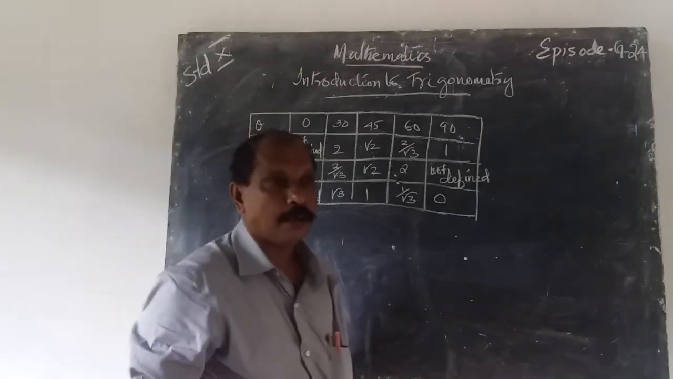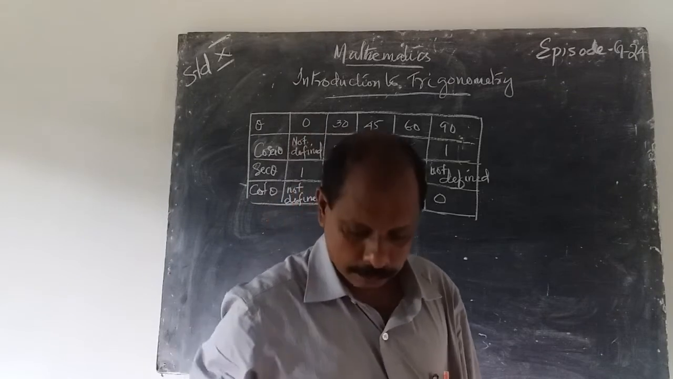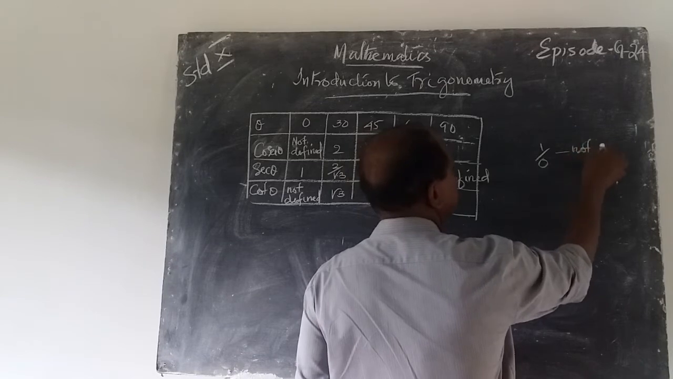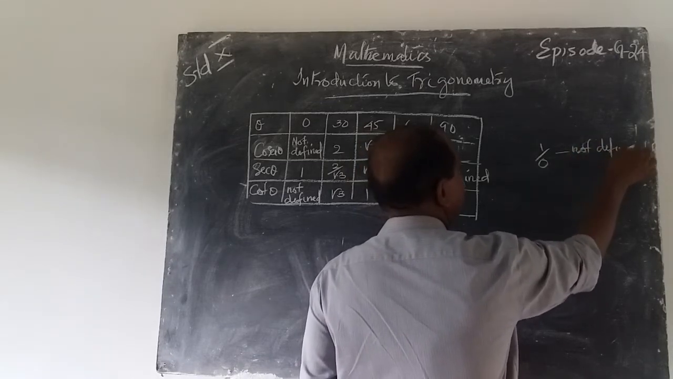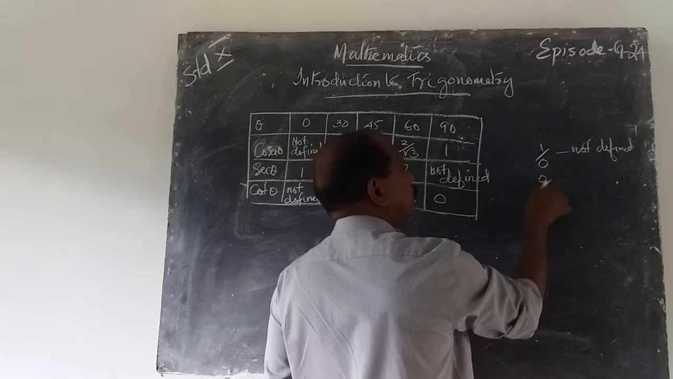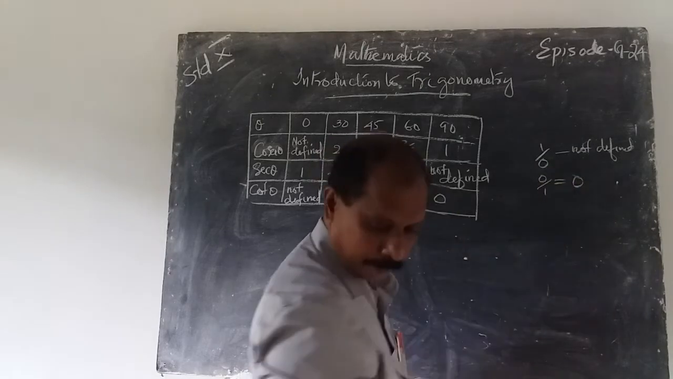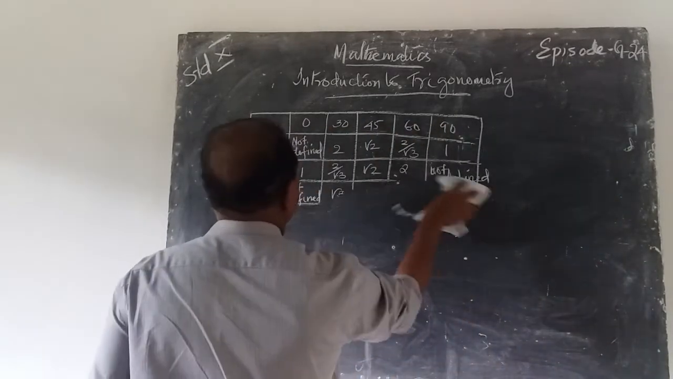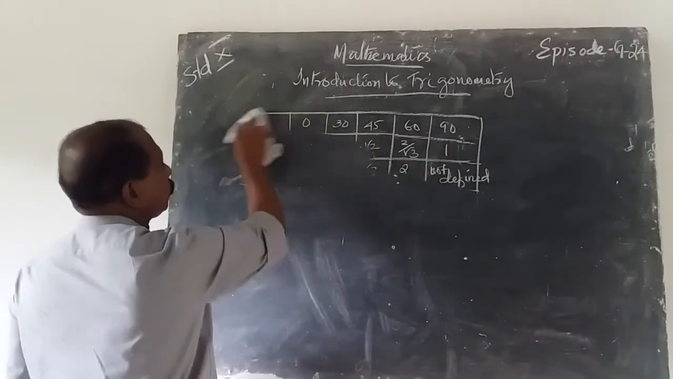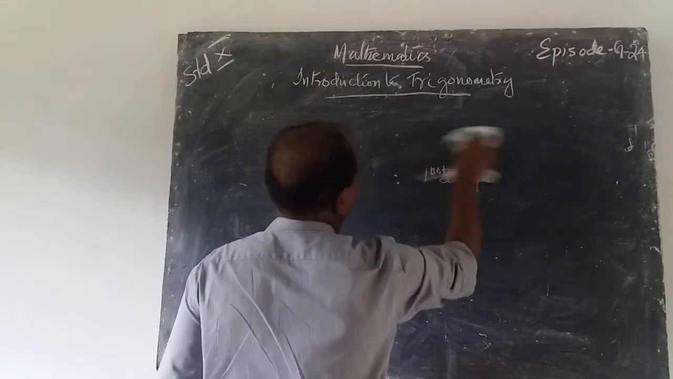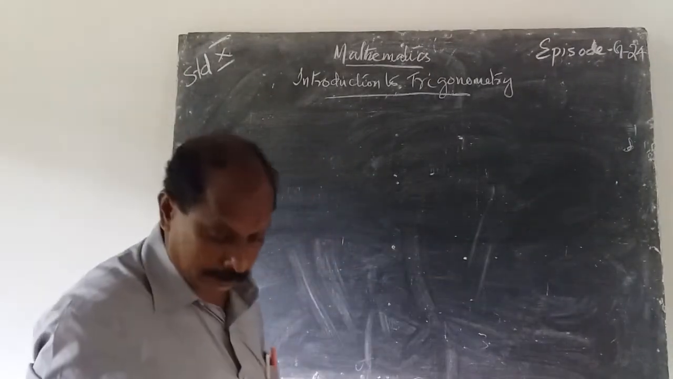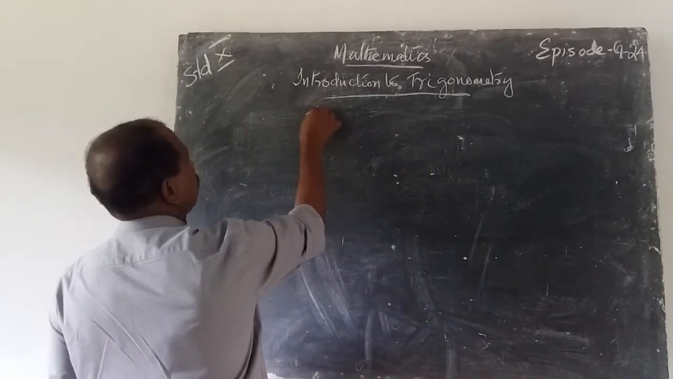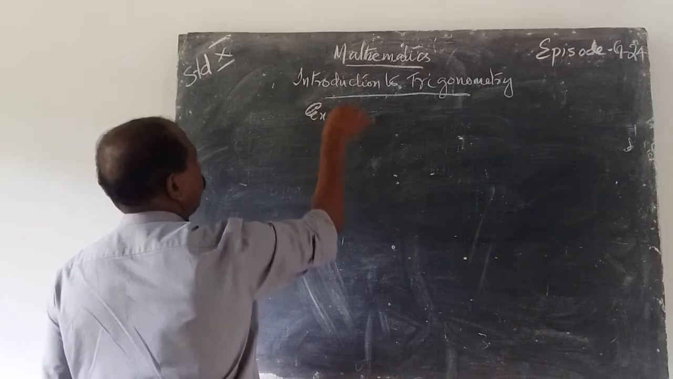Tan 90 is not defined, therefore cot 90 is 0, because 1 by 0 is not defined. Therefore the reciprocal of that, 0 by 1, is equal to 0. That is the answer. All the formulae and all the results of this chapter are important for problems and also for higher studies. Then let us consider the exercise, that is exercise 8.1.